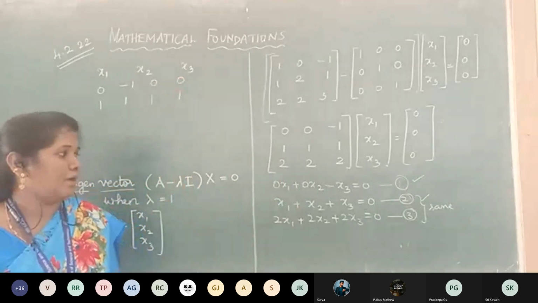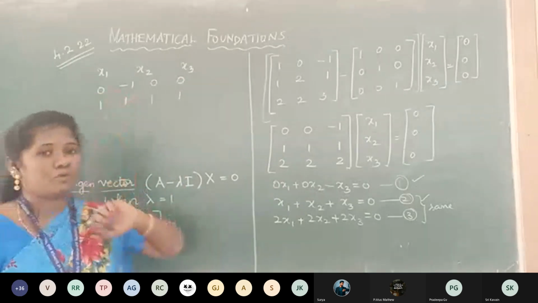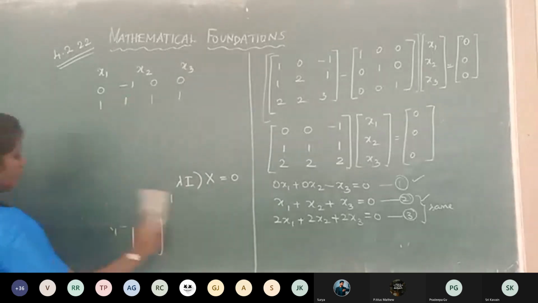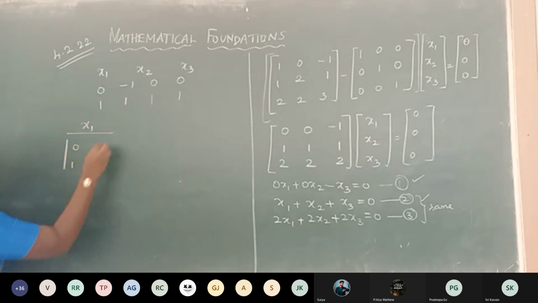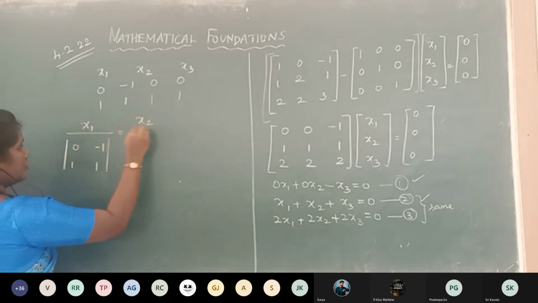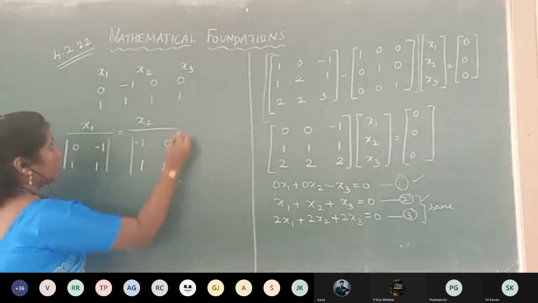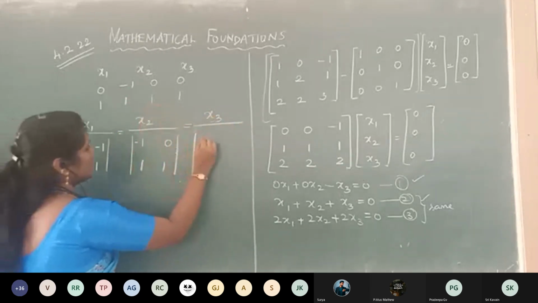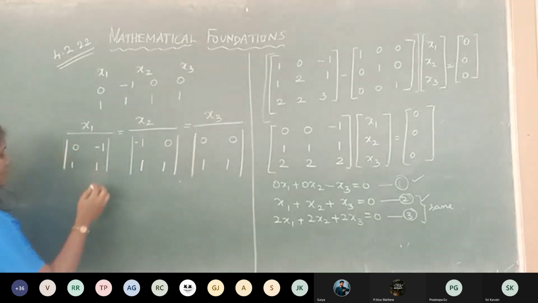I think you probably remember how to find your values of x1, x2, and x3. You will write it like that. Then you have to write x1 by 0 minus 1, 1, 1 is equal to x2 by minus 1, 0, 1, 1 is equal to x3, divided by the determinant 0, 0, 1, 1. So remember? Then you will find your determinant.